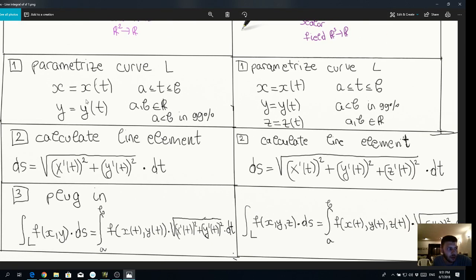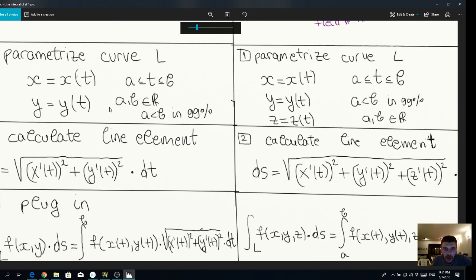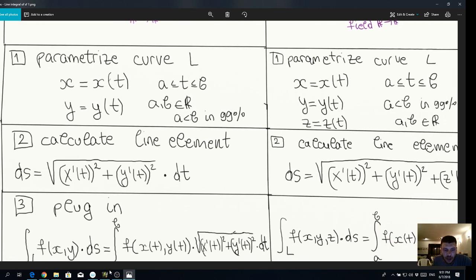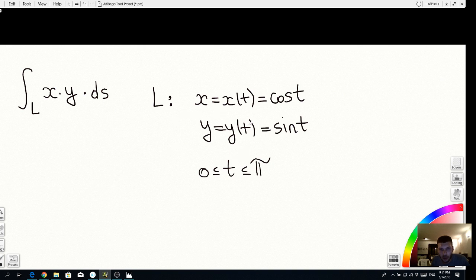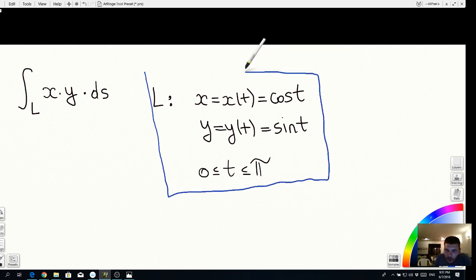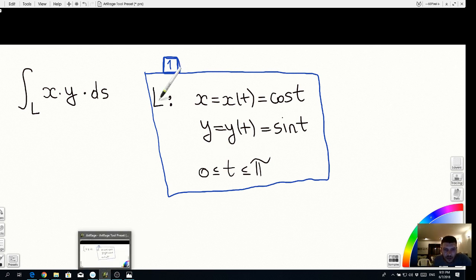First step is to parameterize our curve, but if you watch more carefully, this thing has been already done here. So this is pretty much the parameterization of our curve that has been done. We don't need to do anything in first step.